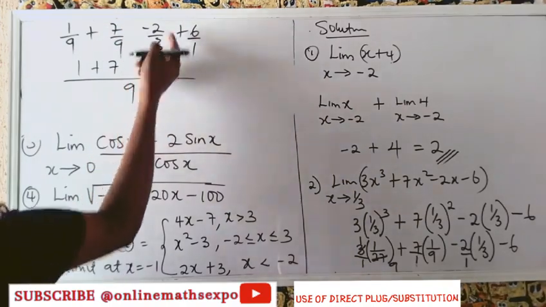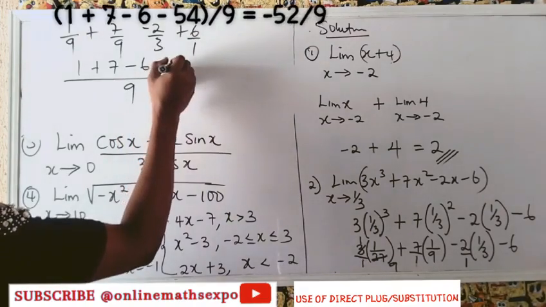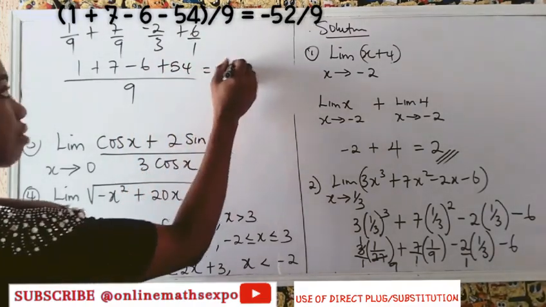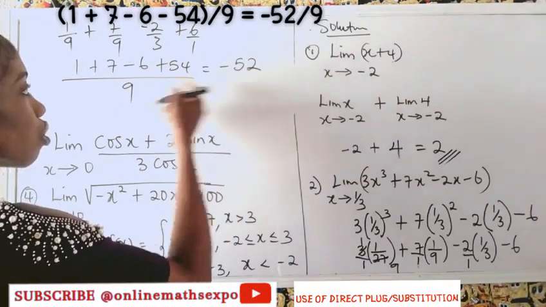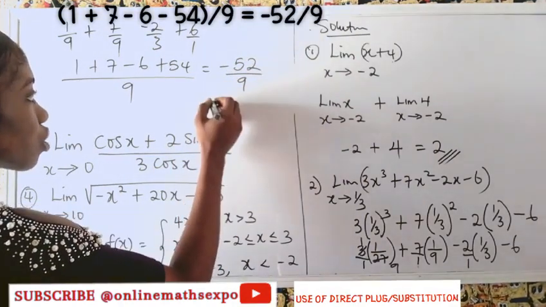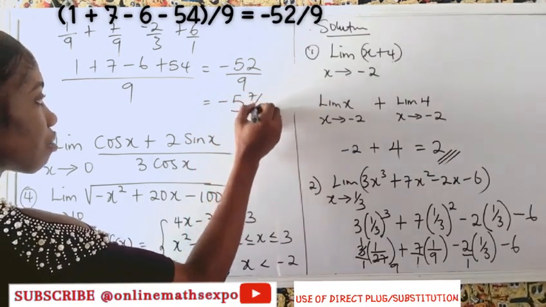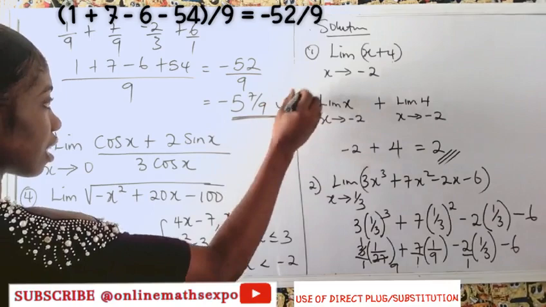3 divides 9 is 3. Into this is negative 6. 9 multiplies this is 54. So we are going to have negative 52 when you simplify this, all over 9. Which when you simplify will give us negative 5 whole number 7 over 9 as an answer.